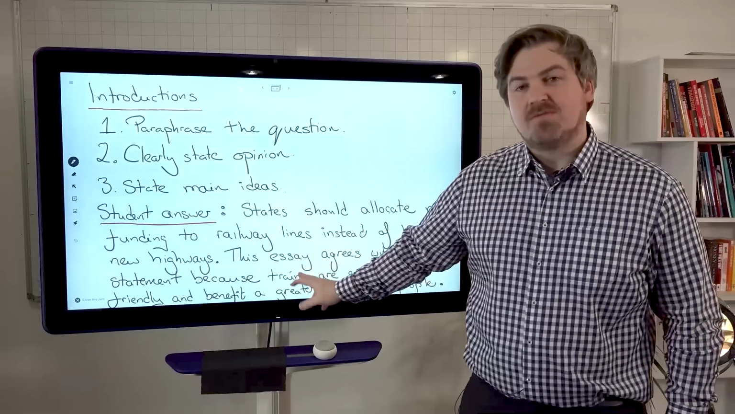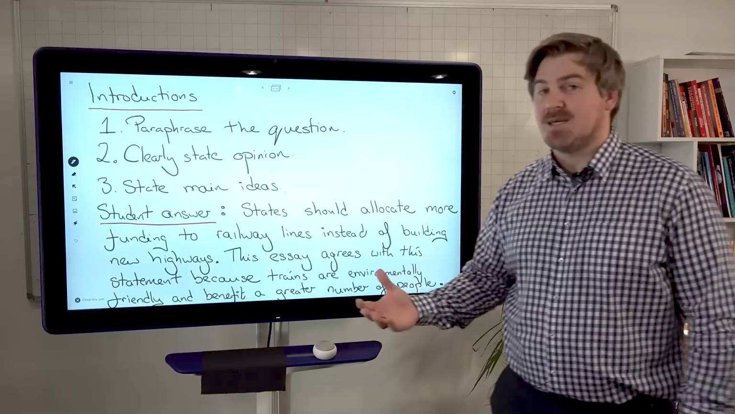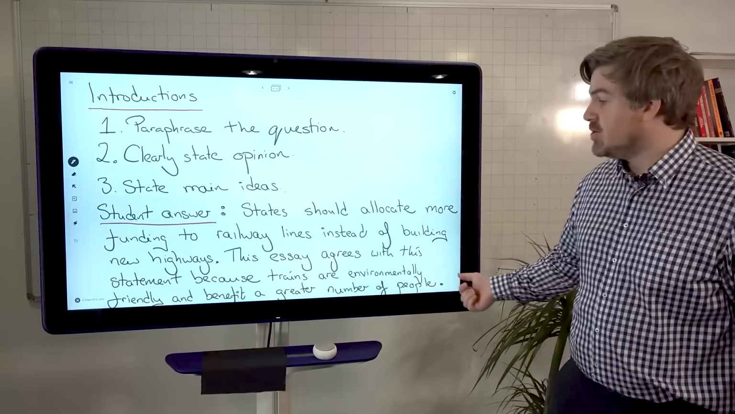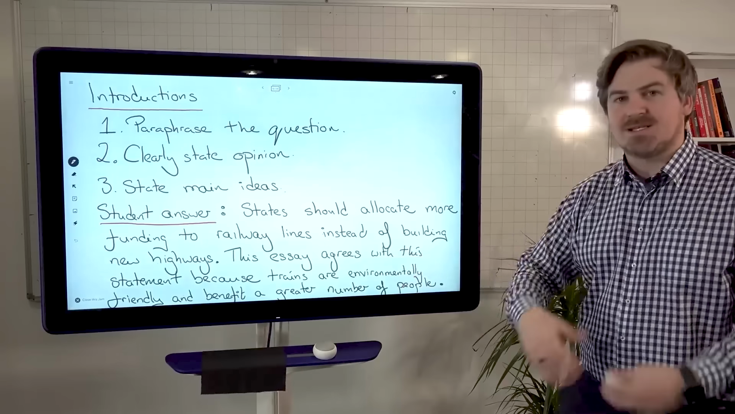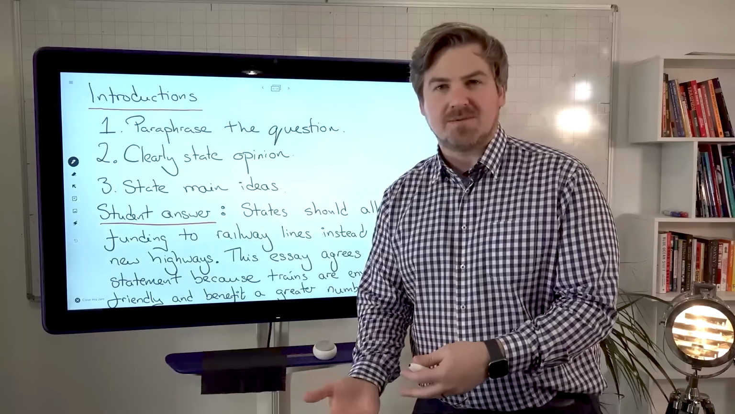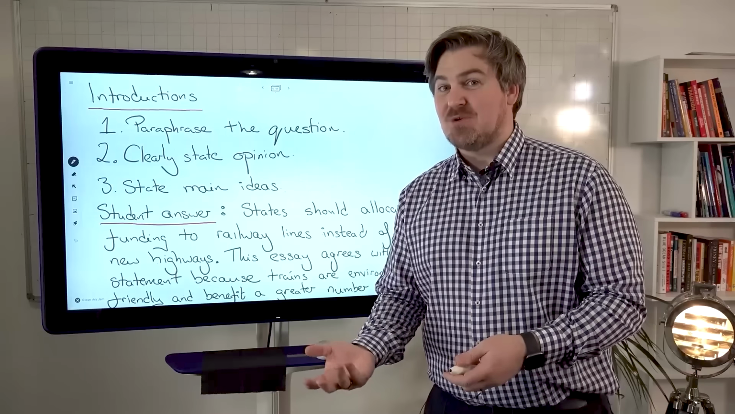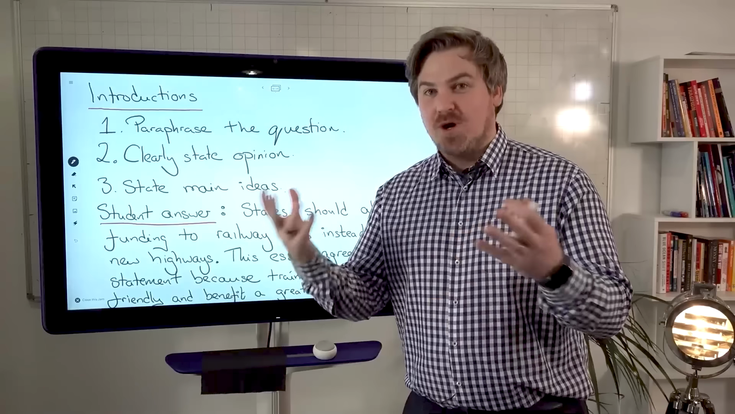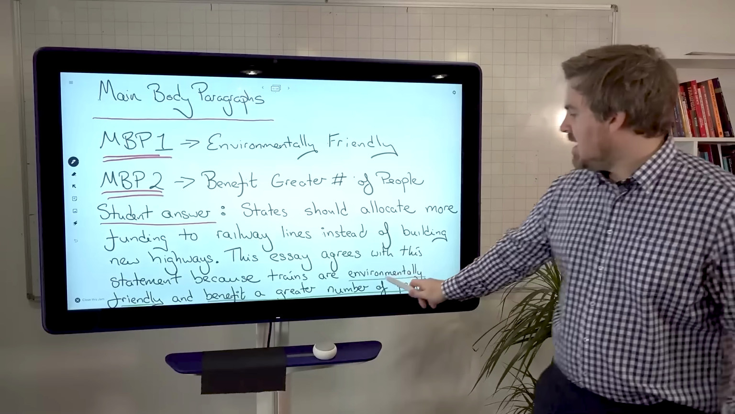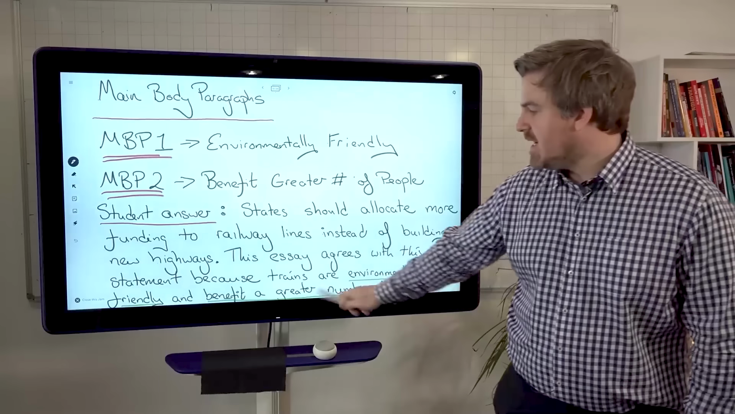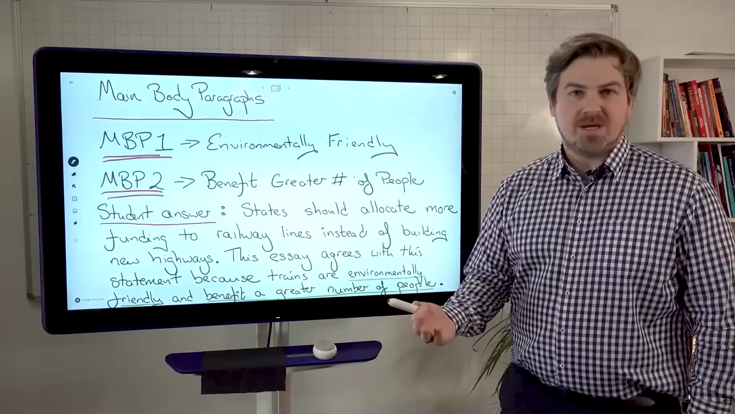Your position is very clear throughout the whole essay, which means in the introduction too. And I know exactly what their main ideas are. I know exactly what is coming up in the rest of the essay. They have introduced, that's what you're supposed to do in an introduction, what is going to be in the rest of the essay. So if we look at their introduction, idea 1, environmentally friendly, idea 2, benefit a greater number of people. Guess what we're going to put in the main body paragraphs?